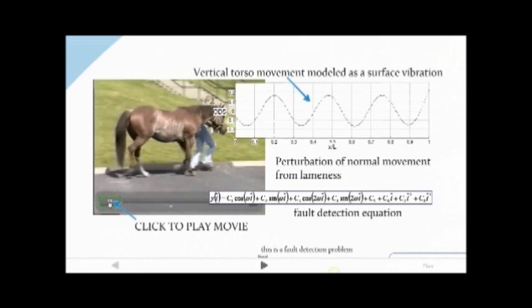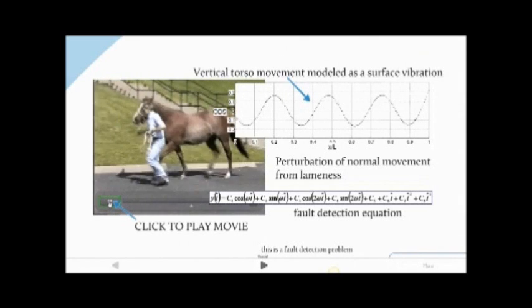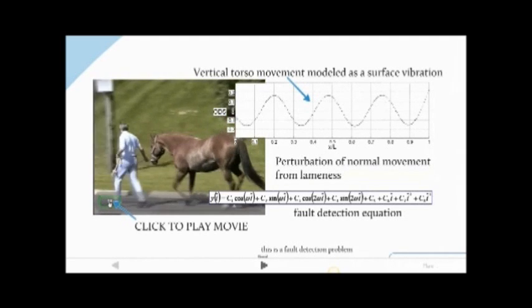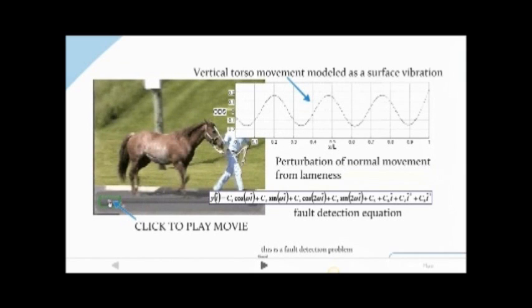So, the signals from the inertial sensors that are placed on the horse's torso are analyzed using this type of fault detection. And the torso moves up and down in a trotting horse twice per stride. It's like a slow frequency vertical vibration. This vertical movement is simple and harmonic with one primary component in a normal horse, a sound horse. With lameness, that normal, simple harmonic motion is perturbed, and the vertical torso movement signal becomes more complex with added components that perturb the normal expected vertical movement.